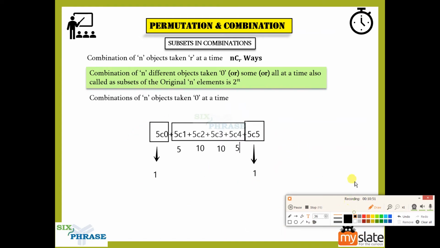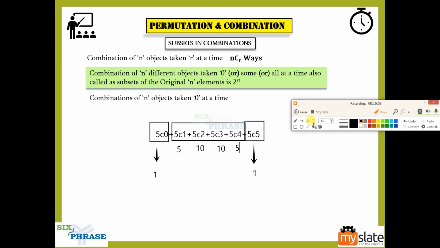Here you have to understand that this 32 is what we call subsets. Out of these 32 subsets, 31 are proper subsets, and one is an improper subset. Now why do you say like that, guys? Why is it that?